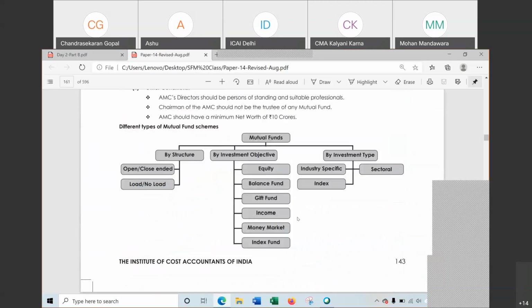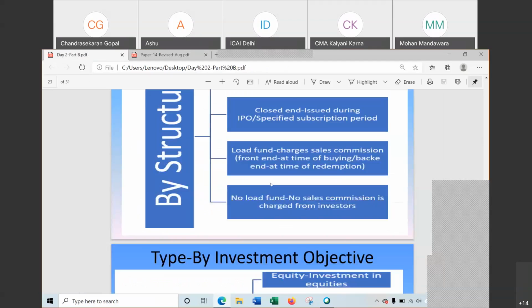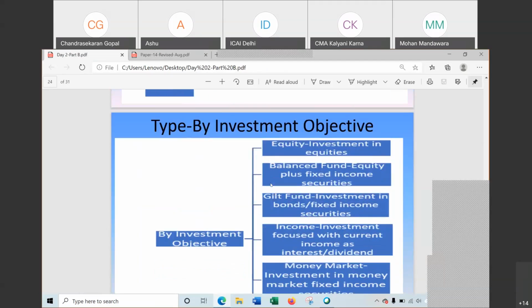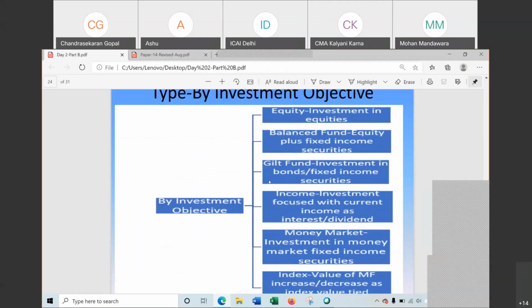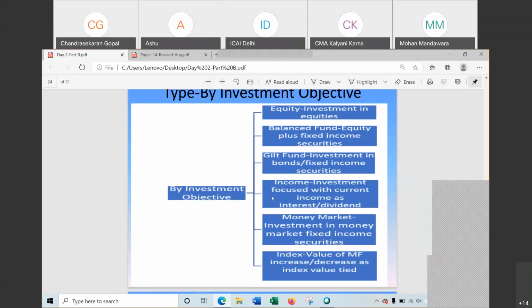Now by investment objective. What are the types of mutual fund by investment objective? First is equity. Equity means investment is made by the AMC in equities only. Balanced fund means investment in equity plus fixed income security. Third one, gilt fund, investment in bonds. Gilt fund means fixed income security. So investment is made in bonds and fixed income security.